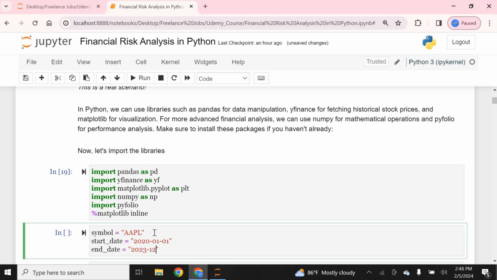12/31. Then the next thing now is to fetch the data using yfinance. So yf.download, to download the data. Then we insert this parameter, symbol. Then start is equal to start date.